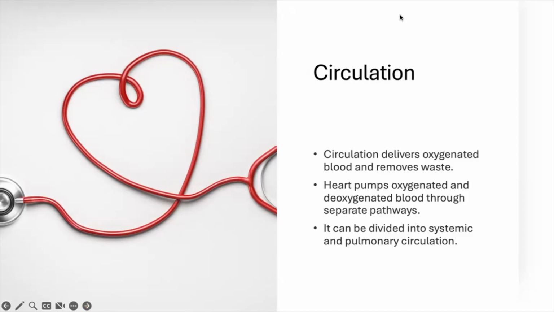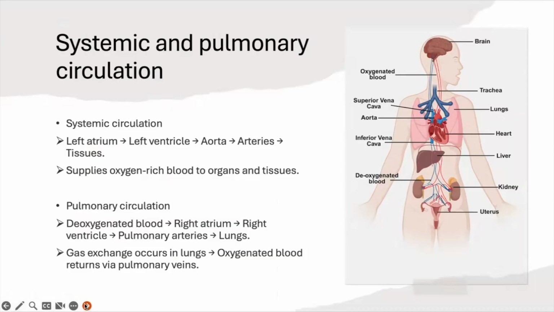The heart pumps oxygenated and deoxygenated blood through separate pathways, the left and the right, so that they don't get combined. Based on this, it can be divided into systemic and pulmonary circulation. Now, what is systemic circulation? Basically, it is the supply of oxygen-rich blood to organs and tissue. Now, let's understand the pathway.